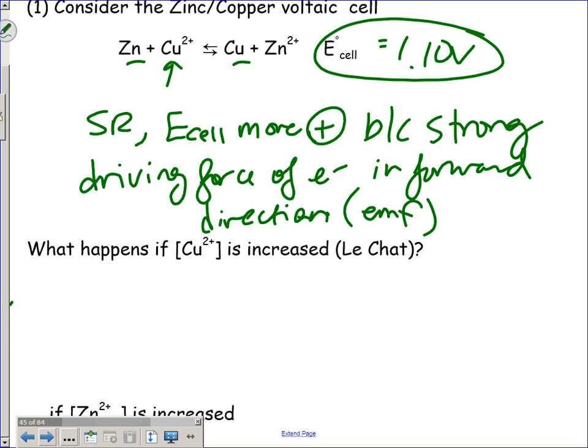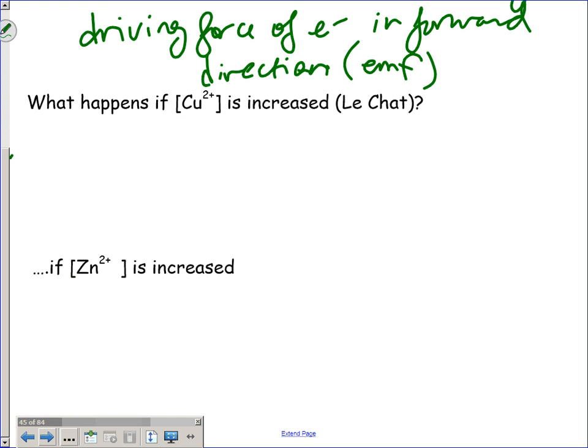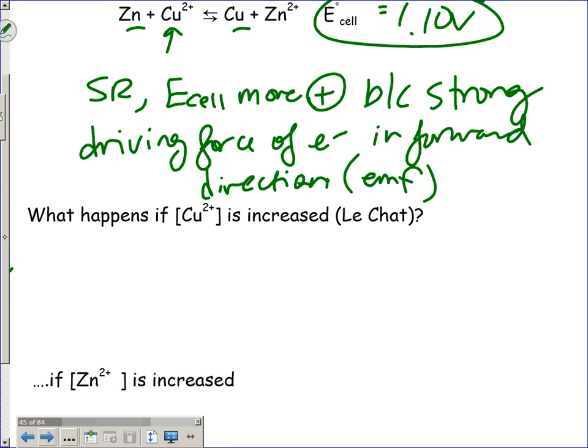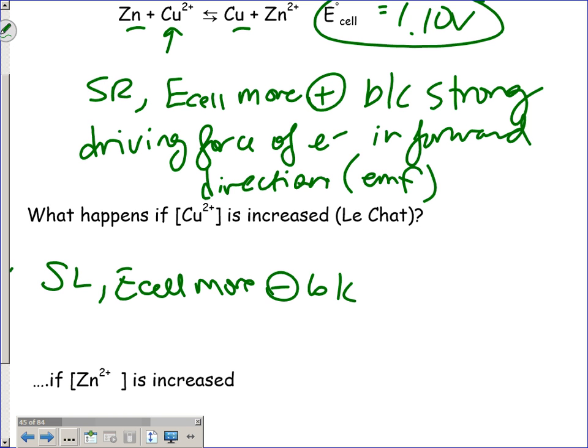All right, before we move on, let's do this one real fast. If zinc is increased, what's going to happen? Opposite. Can you describe that in words? Shift left. E cell would be more negative, because there's a strong driving force going in the reverse direction. Okay, in reverse direction. How about we describe it in the forward direction, since that's the reaction that's actually happening? Less driving force than EMF.